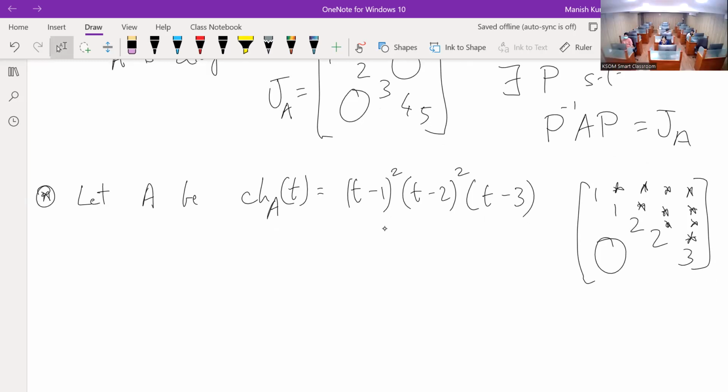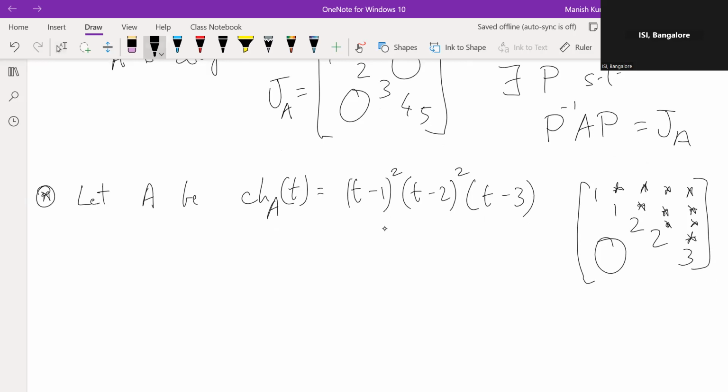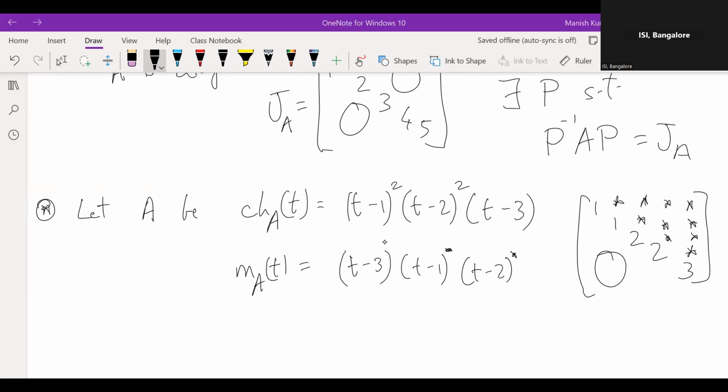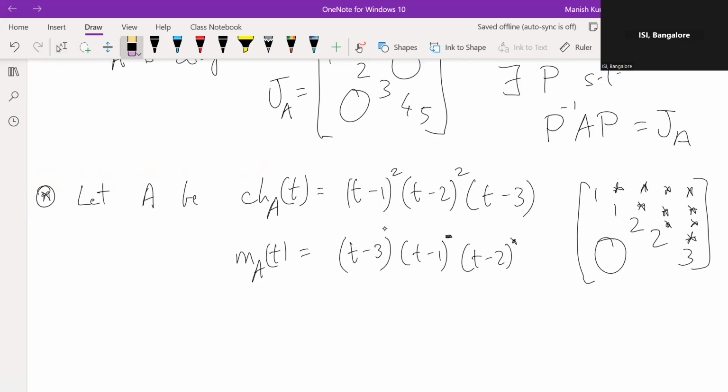Three, right? So the point is, if you look at the three, it comes with multiplicity 1. So the minimal polynomial of this matrix A is going to be something, but the factor t minus 3 will be there. You don't know whether it will be this exponent and this exponent, you don't know. So let's give these some number.